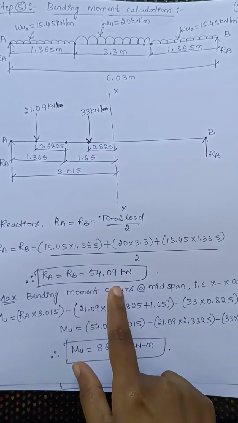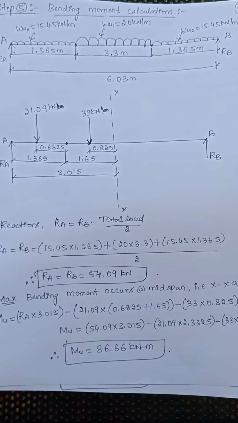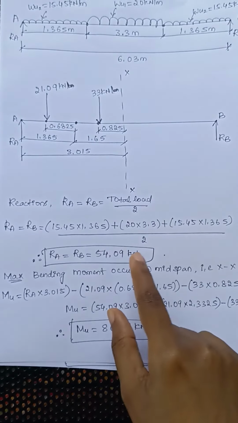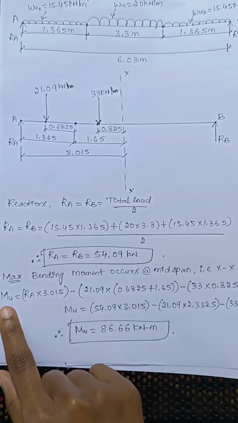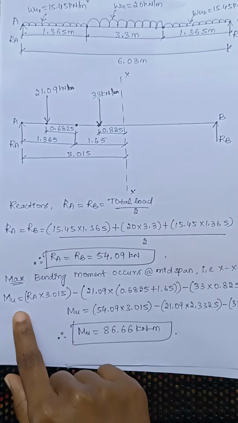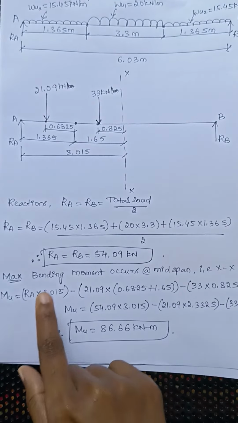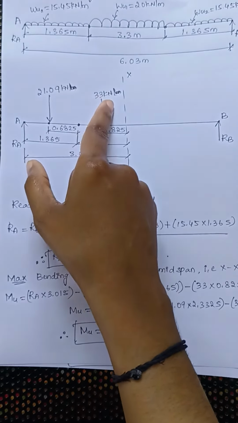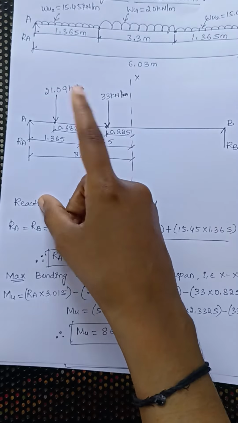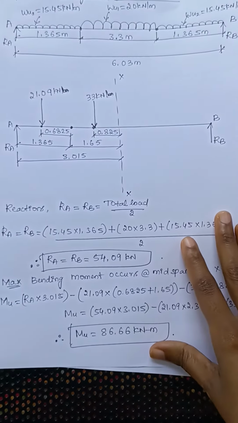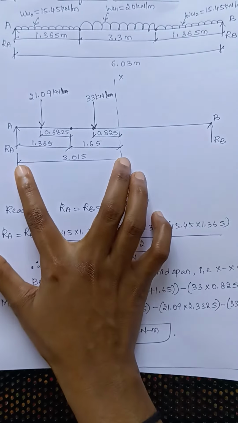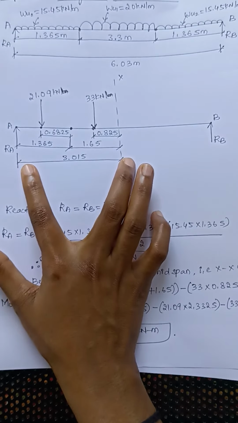Then, once the reaction is known to you, you start finding the bending moment, and we know that the maximum bending moment occurs at the center of the span, that is at the axis XX. Then, to find the bending moment, as we have the factored load here, I am directly writing the ultimate moment, or MU, value here. So MU is equal to, first, there is a reaction which is acting in the upward direction, and the action of the force with respect to the XX axis is in clockwise direction. If it is in clockwise direction, then we will be taking the force as positive value. So plus RA into the distance from RA to the XX axis, which is 3.015.